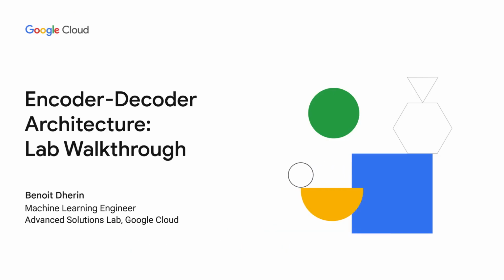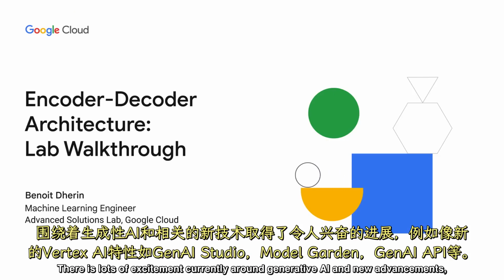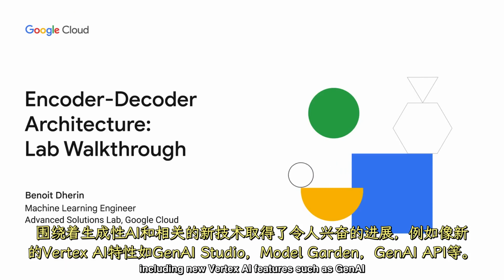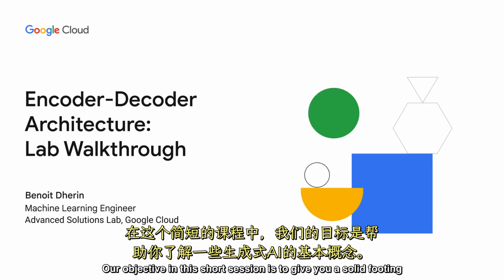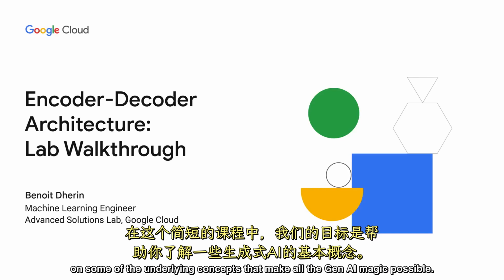There is lots of excitement currently around generative AI and new advancements, including new Vertex AI features such as GenAI Studio, Model Garden, GenAI API. Our objective in this short session is to give you a solid footing on some of the underlying concepts that make all the GenAI magic possible.